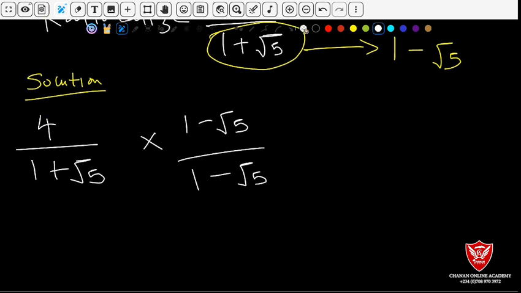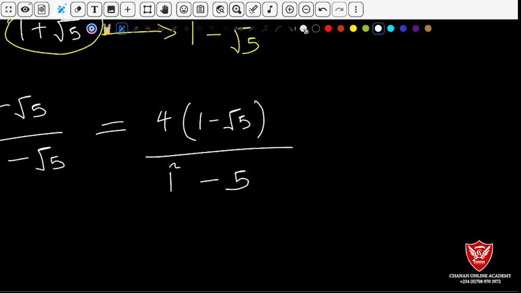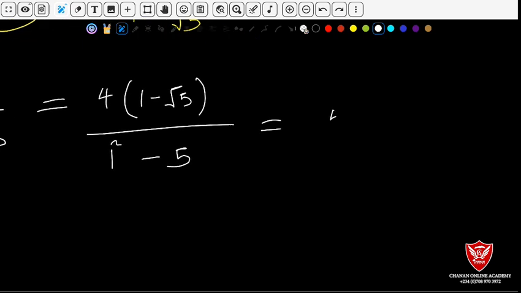Now, if you multiply that, you're going to have 4 bracket 1 minus root 5 all in bracket over 1 squared minus 5. And this is going to be equal to 4 open bracket 1 minus root 5 bracket close all over, the square of 1 is 1, and 1 minus 5 is going to give us minus 4.